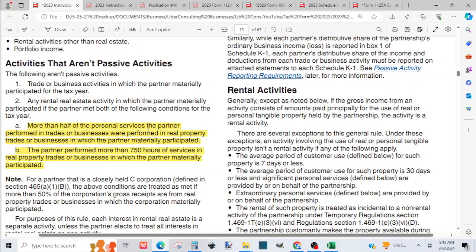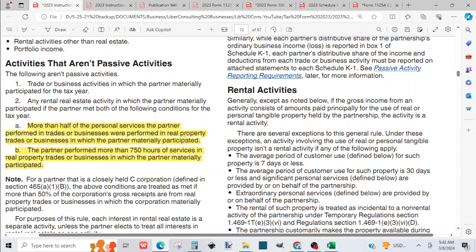the partner performed in trade or business were performed in real property trade or business in which the partner materially participates. So pretty much the number of hours you spend on your business, more than half of the personal service that you perform in it, should be more than half of the personal service the partner performed in real property trade or business in which the partner materially participates.